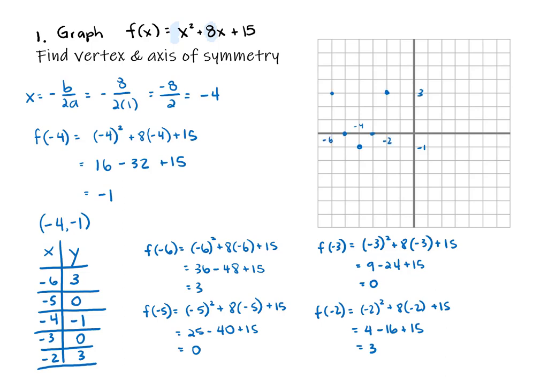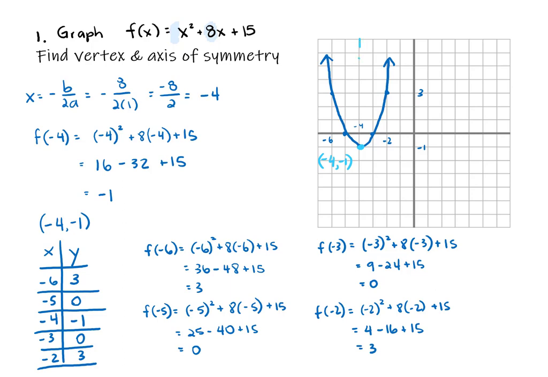And then when you connect the dots, you do want to make it as U-shaped as possible. Try not to make it look like a V. It's a little bit hard to do. And then you want to put arrows on either end of that parabola. It does ask us to label our vertex. I labeled it negative 4, negative 1. And then I want to draw in the axis of symmetry through that vertex.